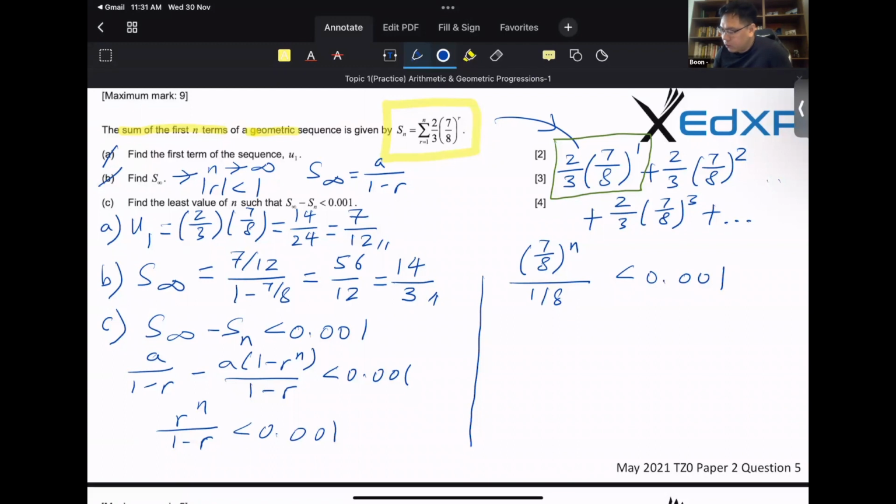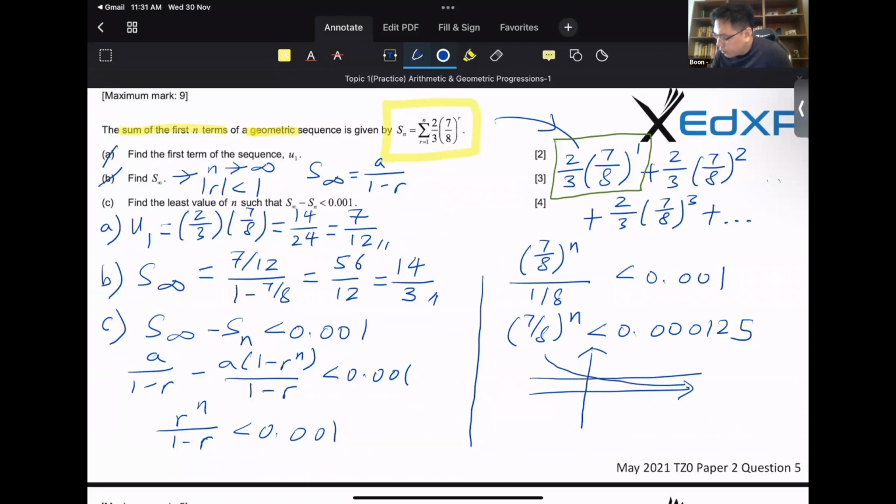Okay, so you can proceed to bring the 1/8 to the right. So we have (7/8)^n must be less than 0.000125. Always remember, when you're multiplying or dividing by a positive number, you do not need to flip the inequality sign. Okay, you can proceed to solve this using GDC or your calculator. You can even solve it graphically. It will look something like this. We have a straight line here, 0.000125, and we have the curve. And we solve for this intersection over here. Okay, we get 67.3304.